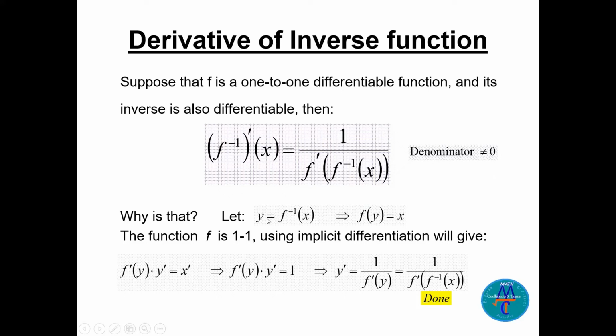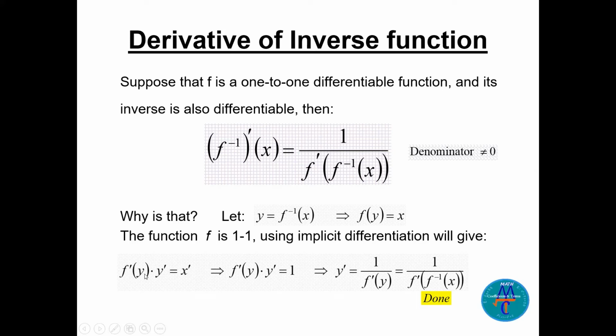Let y, this is a function, let y equal the inverse of f. Now take f on both sides here. F of y will be x. Now this function is 1-to-1. It's given here in the condition. It's 1-to-1 and differentiable. Let's use implicit differentiation. F of y, let's find the derivative now on both sides of this equation.